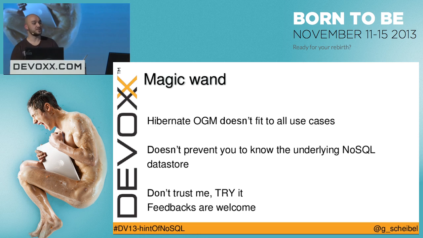Last thing, something about magic. Is OGM a silver bullet or magic wand? Definitely not. You have to learn a lot about your use cases. OGM doesn't fit all use cases. Like using the MongoDB driver, for instance, doesn't fit all use cases because it's really, I would say, low level. But having a high-level abstraction like Hibernate OGM doesn't fit all use cases, like ORMs with JPA don't fit all use cases with SQL databases.